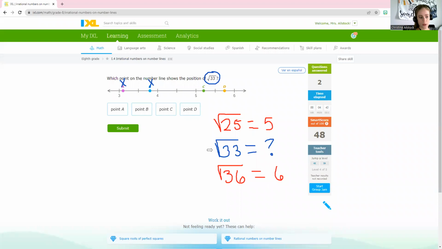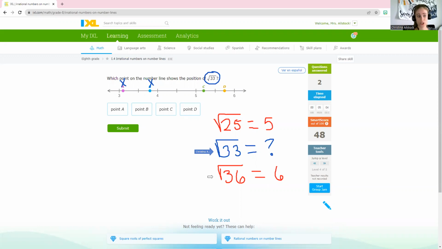So is 33 closer to 36 or closer to 25? Let me say that again. So now we know it falls somewhere between 5 and 6, but I got two choices. So is 33 closer to 36 or is it closer to 25?